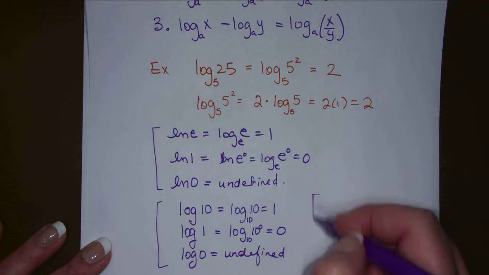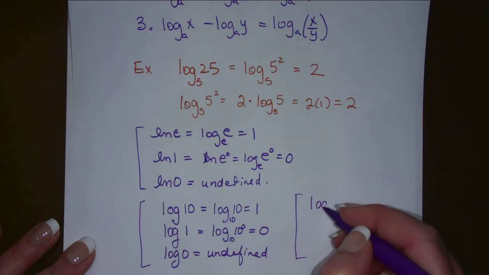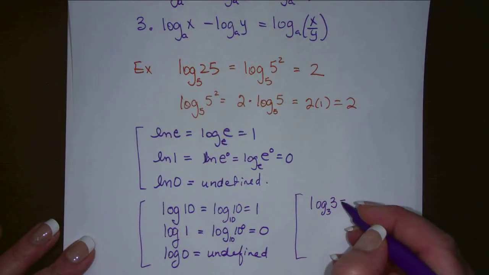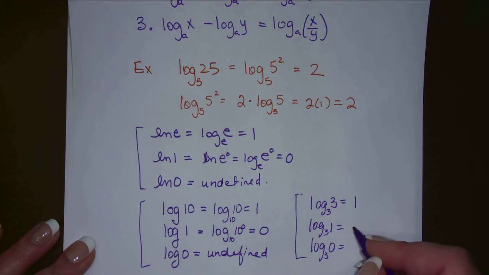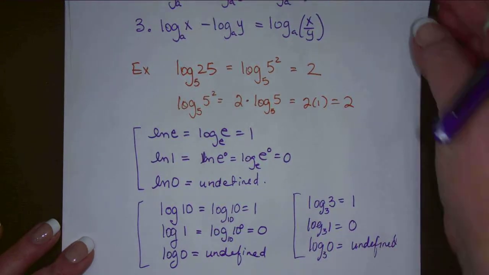So what if we put a different base? Say log base 3 of 3. Log base 3 of 1. Log base 3 of 0. What are all of these? Same thing? 1, 0, undefined. Do you see the pattern? Okay. So that's just a little reminder.